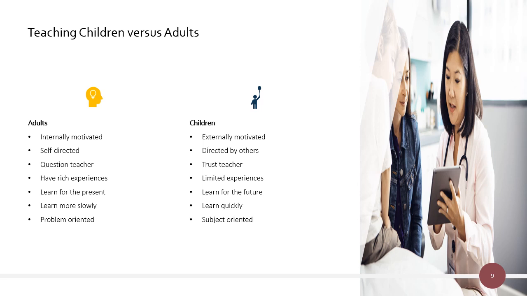Adults can learn a little more slowly, especially if they have pain medicine on board or are cognitively impaired. Children learn more quickly and are subject-oriented. Adults are more problem-oriented. They want to solve a problem.